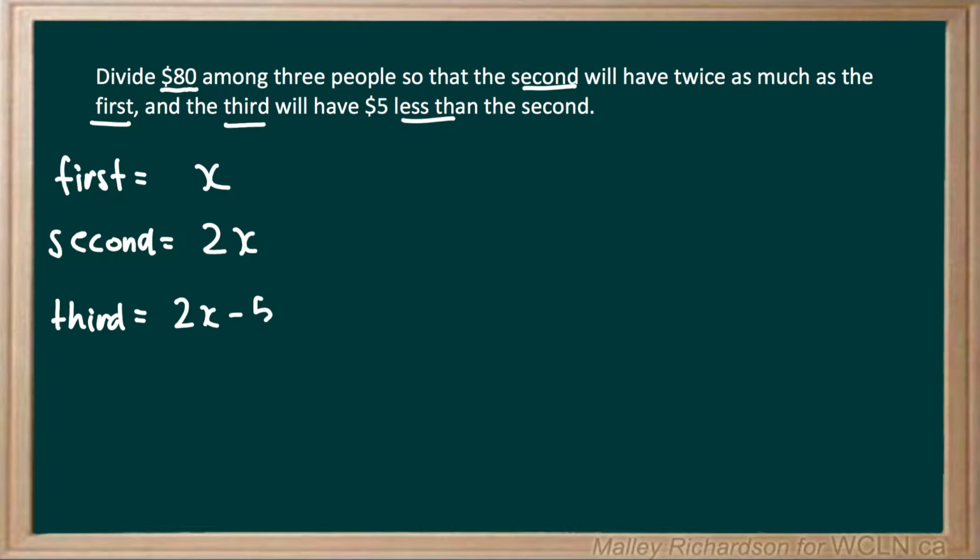So now we have all our formulas for our first, second, and third. Our first is given the variable x, and then our second is double x, and then our third is the second person's amount minus $5.